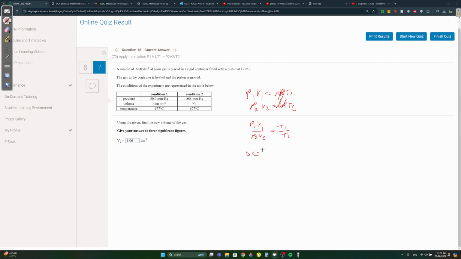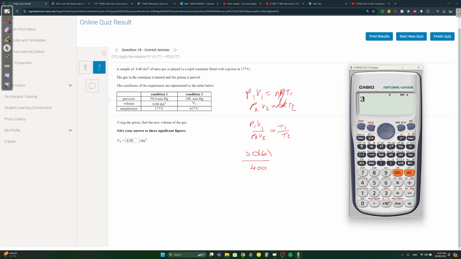Pressure 1, 50. Volume 1, 6 over T1. Remember to convert to Kelvin. It will be 400. No, it won't be 400. 273 plus 177, it will be 450. And 627 plus 273 is 900. Okay, T2 is 900. Oh, and why am I putting the temperature here? P1 V1 over the temperature, 450 over 900.